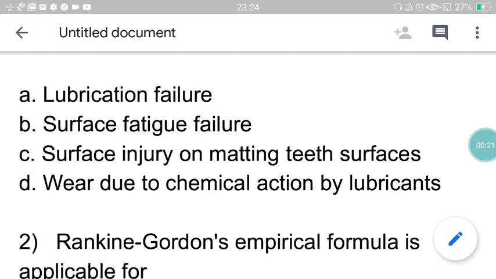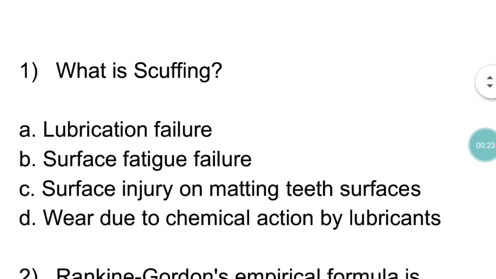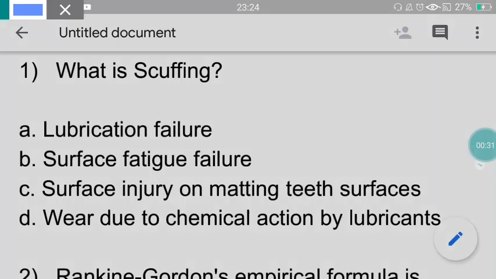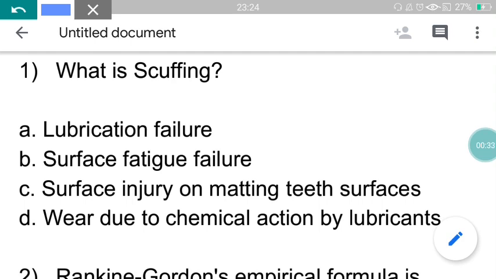So the first question is, what is scuffing? What is meant by scuffing? The correct answer for this question is that scuffing is a lubrication failure. When lubrication failure happens, that process is known as scuffing. So the correct answer is option A.